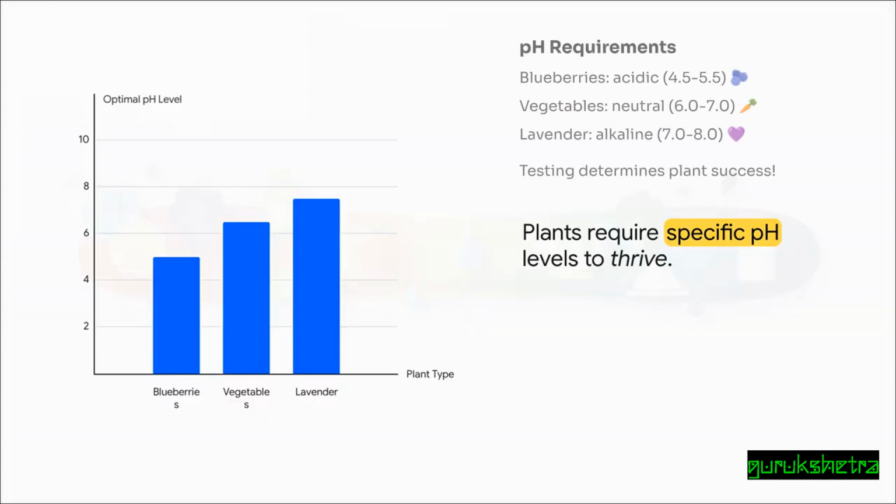Let's step outside our bodies for a second and head into the garden. Agriculture is entirely dependent on soil testing, simply because different plants demand completely different chemical environments. For example, if you want to grow nice, plump blueberries, you actually need highly acidic soil, somewhere between 4.5 and 5.5. Most of your standard vegetables, they prefer it neutral, right around 6.0 to 7.0. But if you want a field of beautiful lavender, you're going to need alkaline soil between 7.0 and 8.0. You really cannot optimize farming without mastering pH.